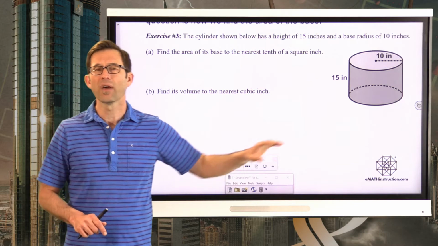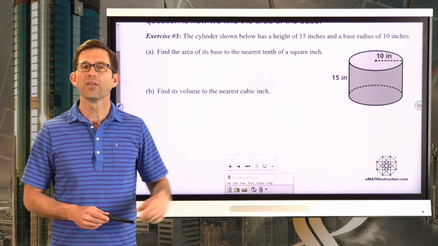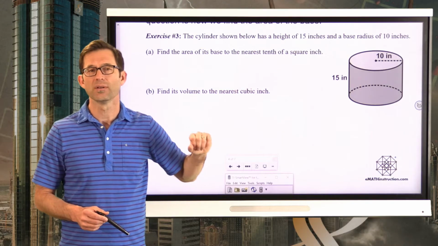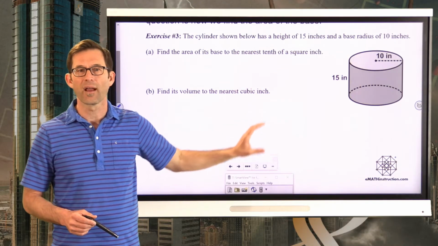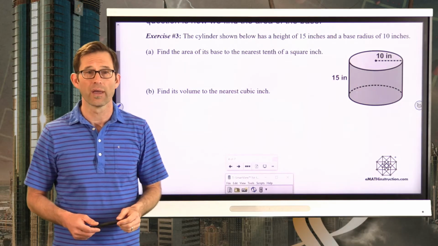Pause the video now and find the area of that base, which is a circle with a radius of 10, to the nearest tenth of a square inch. Now, we'll use the more exact area down here when we find the volume, but for right now, find the area for letter A.